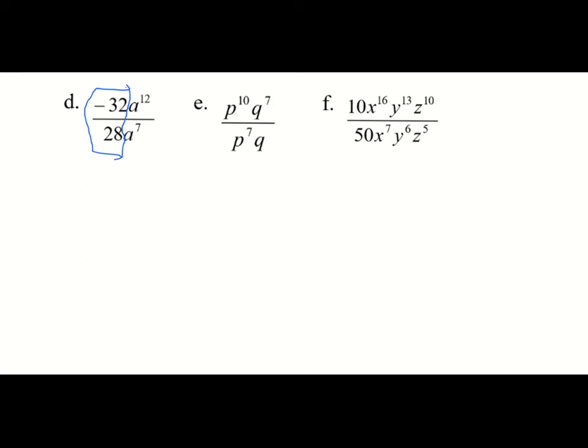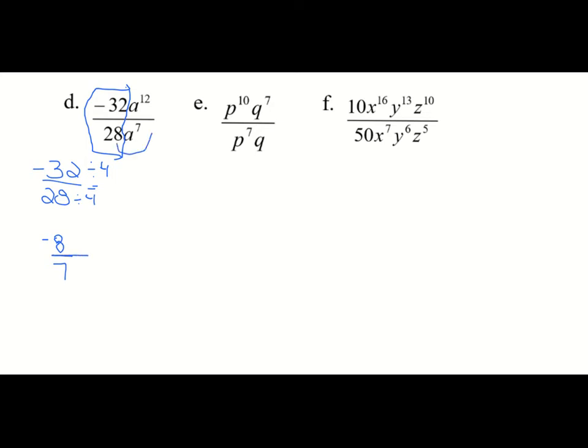So the first thing we're going to do is simplify the negative 32 over 28. That is going to simplify, let's see, we can divide them both by 4. So we're going to divide them both by 4. And that is going to give us negative 8 sevenths. Okay, so we simplified the fraction.